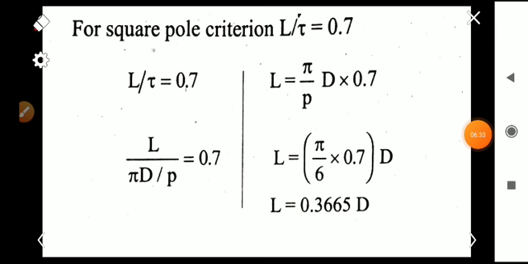We know that this L by tau ratio is 0.7, that is, we are taking it as a square pole face machine, so L by tau is equal to 0.7, and tau is equal to pi D by P. If we substitute the value of P as 6, we will get L is equal to 0.3665 D. This is the relation between L and D.